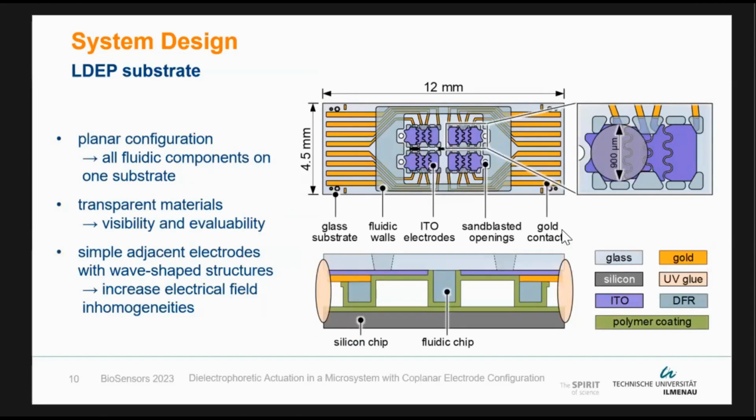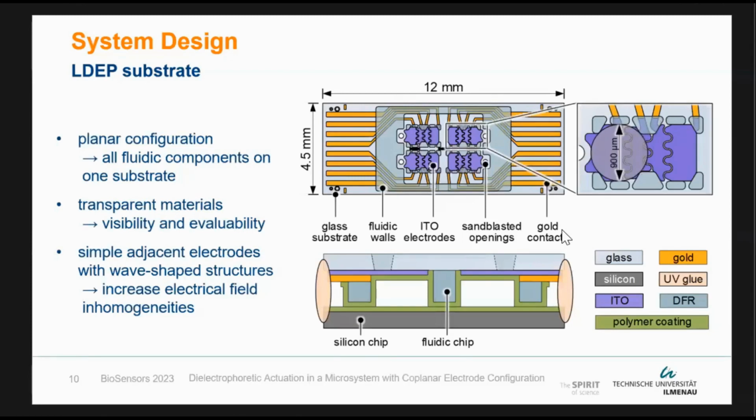This is designed to move 4 individual droplets between 2 positions respectively, and each droplet transition is realized by 4 electrodes. And in contrast to existing systems, these are just planar electrodes with a wave-shaped interface. This is chosen to increase the electrical field inhomogeneity in this region between them to improve the droplet transition. And everything is placed on a planar substrate.